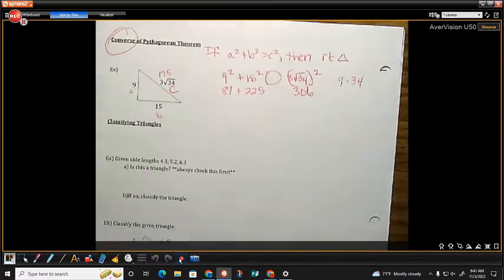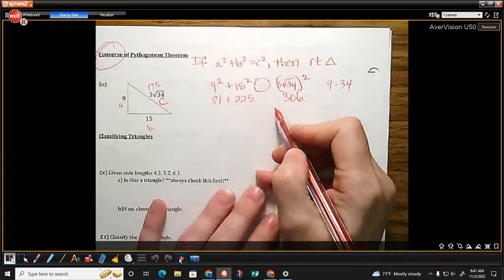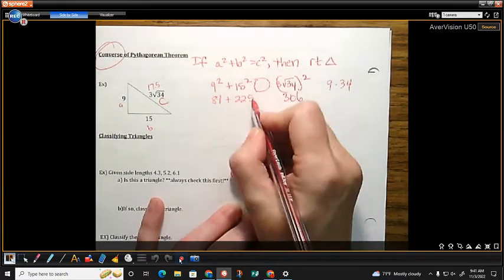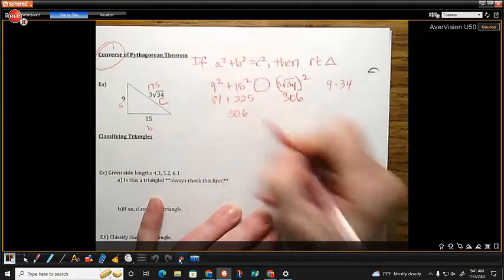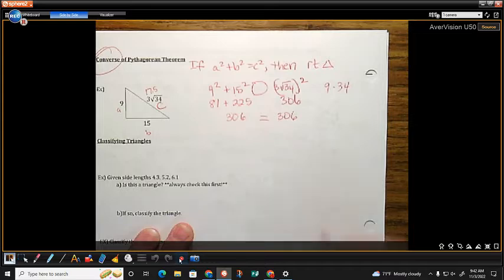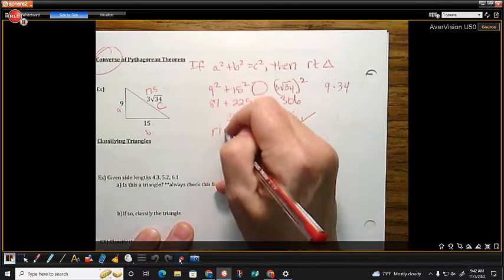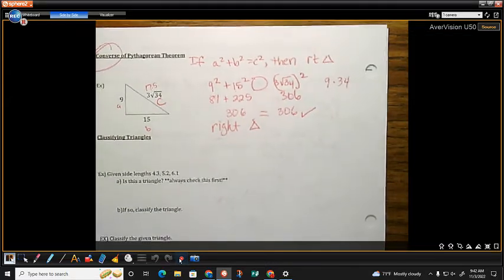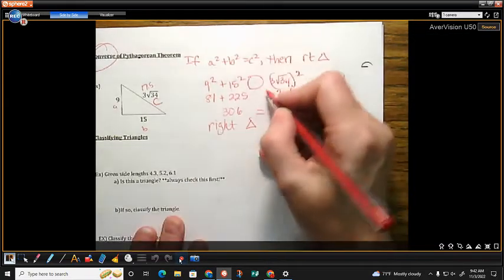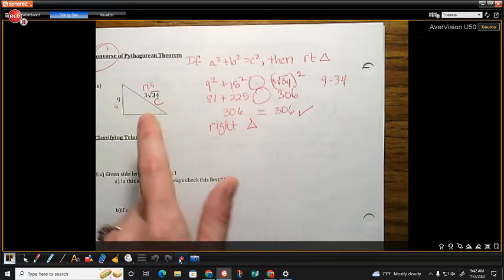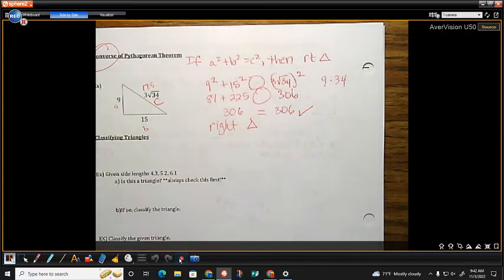Okay? So now that you've got 306 here, now you need to check, what is 81 plus 225? Well, see, 5 and 1 is 6, 8 and 2 is 10, that's 306. Does 306 equal 306? Yes. Then this is a right triangle. Because if you don't test it, you don't know. If you had fallen for the bamboozle and put the wrong thing in here, you might have gotten a different answer. So always make sure that you're using the biggest one.